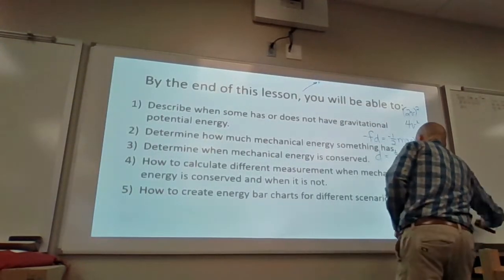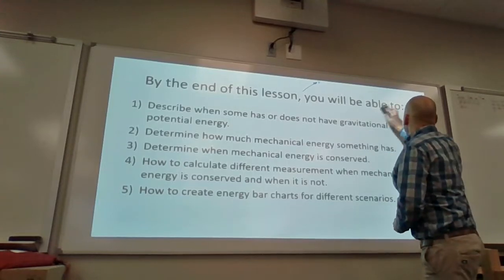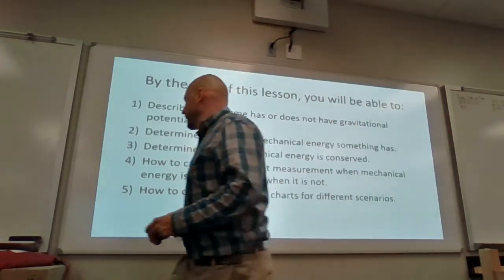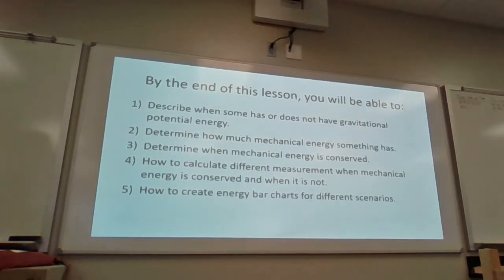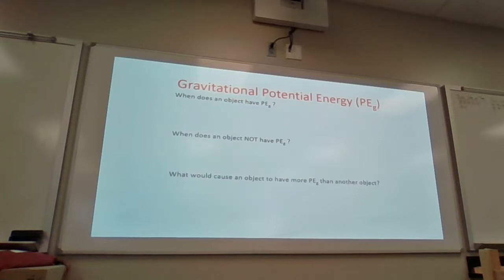By the end of this lesson, you'll be able to describe when something has gravitational potential energy and when it does not, determine how much mechanical energy something has, determine if mechanical energy is conserved, calculate different measurements when mechanical energy is conserved and when it's not, and create energy bar graphs. Sounds riveting. Can't wait. We're not going to hit all this today, but we will start.